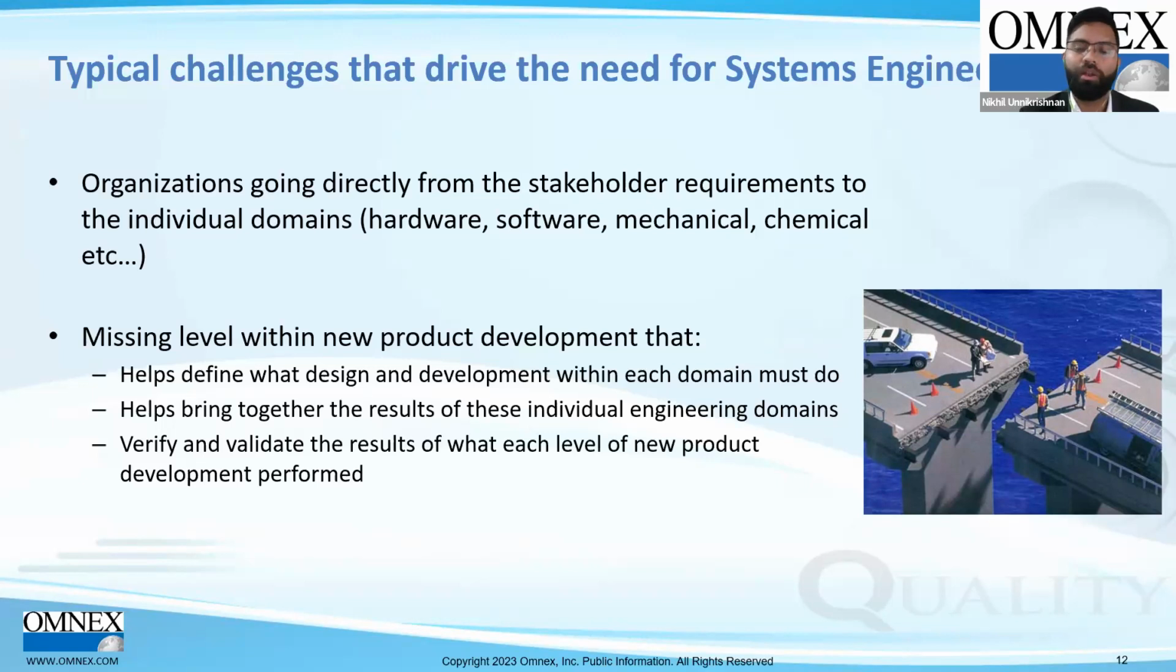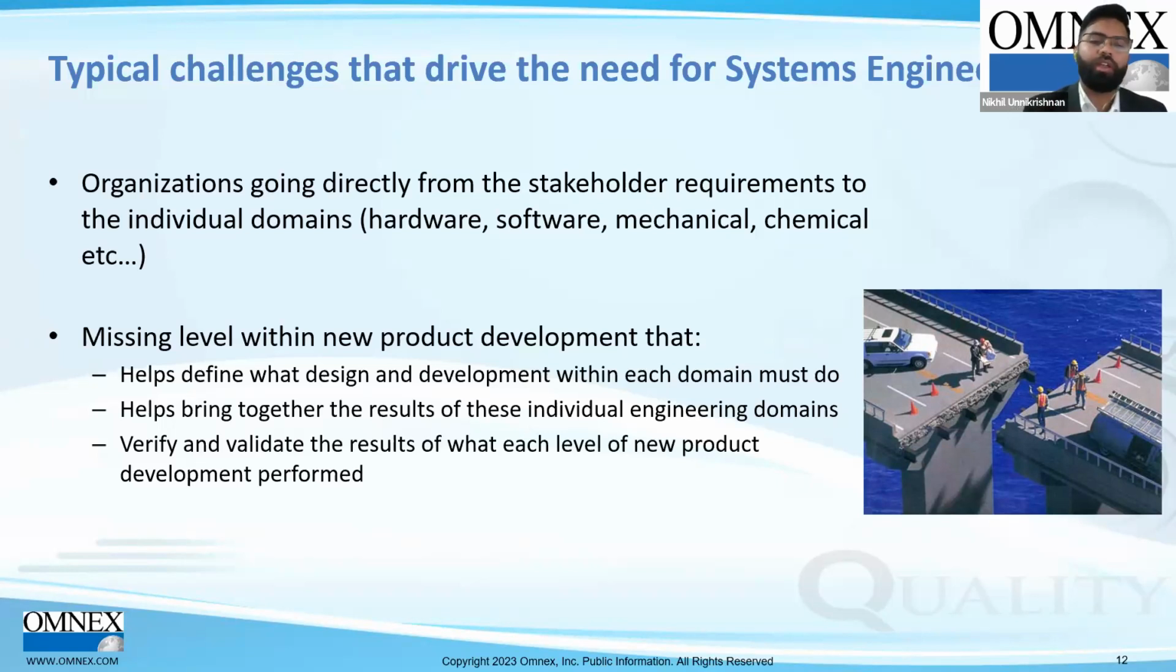But there's nobody helping put all of this together in one single place. So when you implement systems engineering, it helps you define what the design and development team within each domain must do when you decompose it from the system and then into the specific domains. And also this group will help bring together the results of these individual engineering domains into one single platform. That is one single place where everything is coming together.